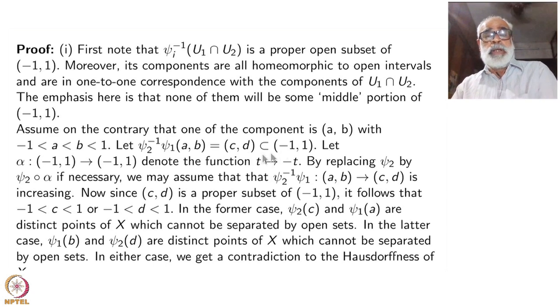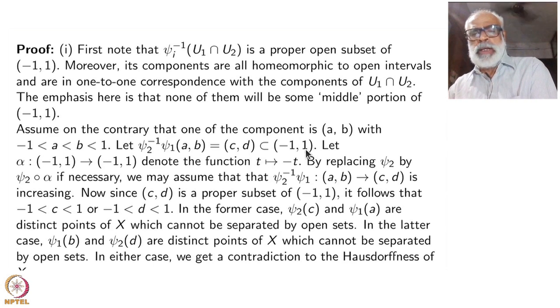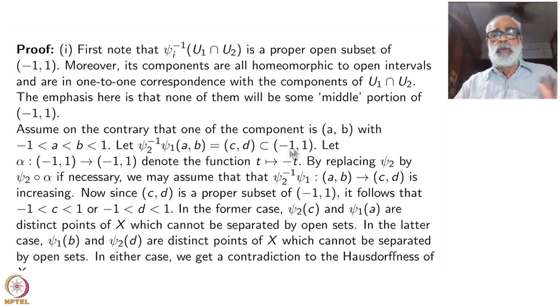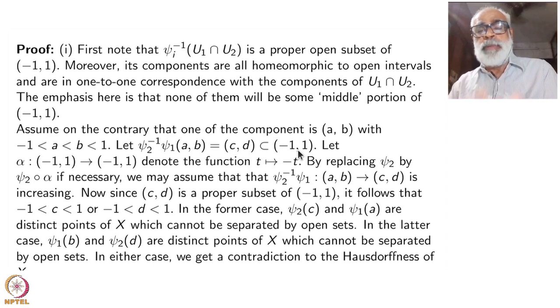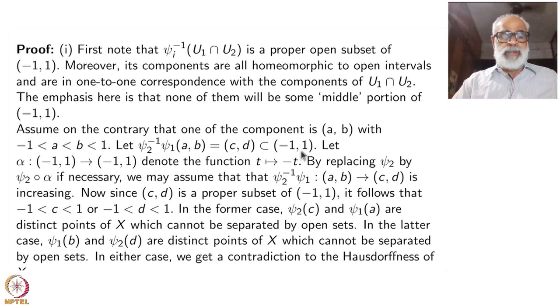Here I don't know what has happened, something bad has happened, I don't care. Here c equal to d, c equal to -1, d equal to +1, all cases are allowed. The only thing you know is that this (c, d) is not the whole of (-1, 1). Let us see, that may or may not be useful. So let alpha from (-1, 1) to (-1, 1) denote the function t going to minus t, the reflection. I don't want to change psi 1, because there something bad has happened.